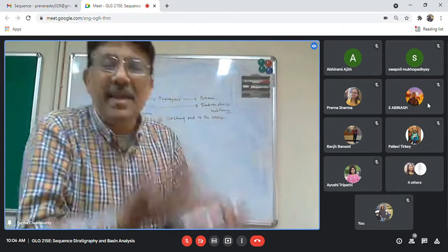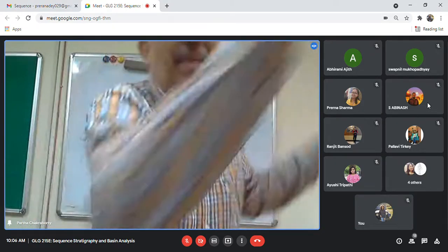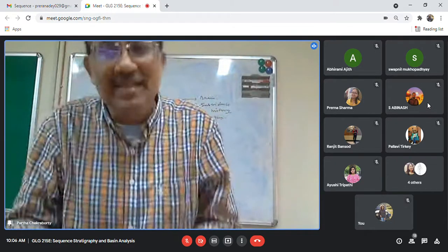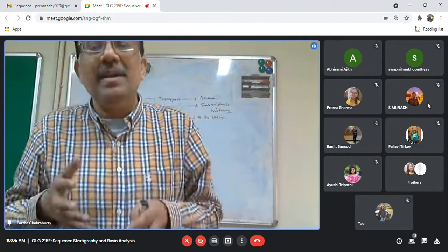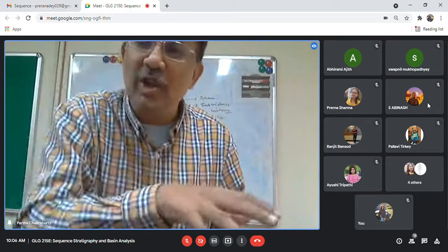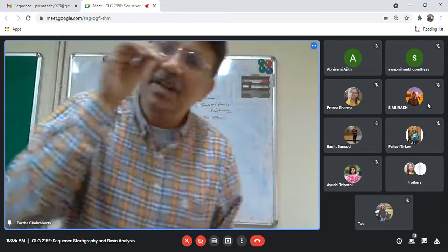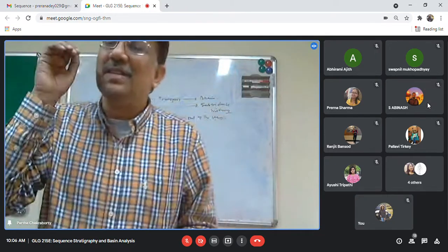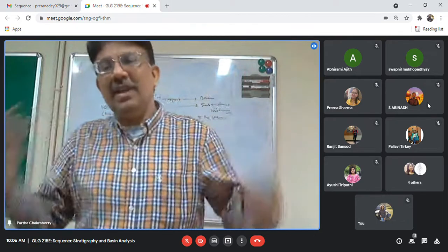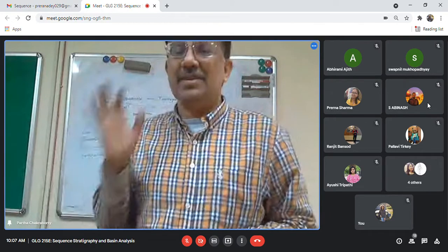What is the catchment area? What is the drainage area? What is the area which is supplying the sediment? How much is the potential of that area to supply the sediment? All these depend upon the climate in this region, the lithology of that terrain, the precipitation amount, the temperature of that area, and the evaporation. All these together control the amount of sediment that will be delivered in the basin.